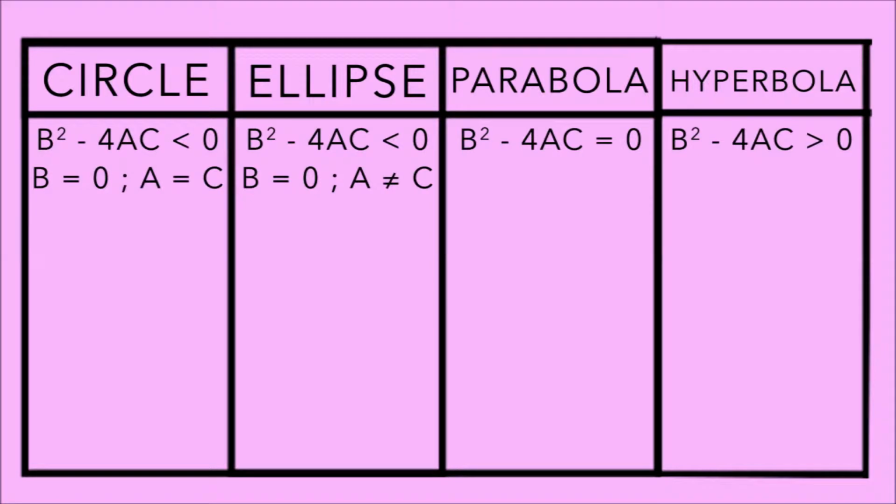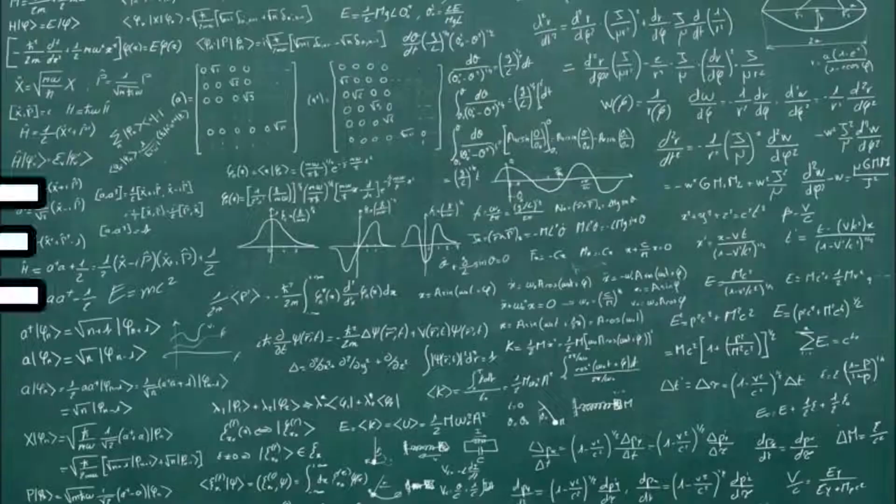When the answer you get from this formula is equal to 0, the equation is a parabola. When the answer is positive, it's a hyperbola. But when it's negative, it could either be a circle or an ellipse. But their difference is that when a equates to c, it's a circle, and an ellipse when the a and c values are unequal. Let's take a look at the examples.